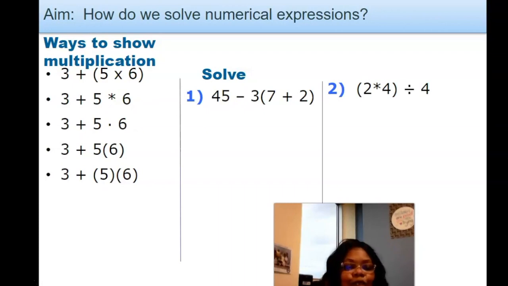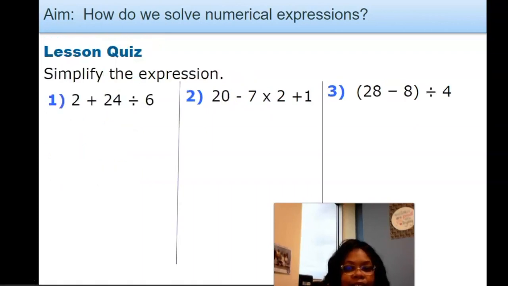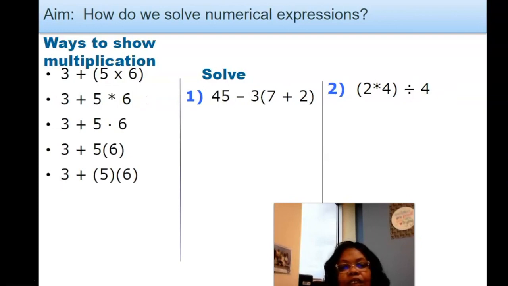All right, guys, let's check your work. So the first problem you solved was what? Good job, 7 plus 2. So 7 plus 2 is what? 9. Seven plus 2 is 9. Good job. So then you had to work the problem, you rewrote the problem.